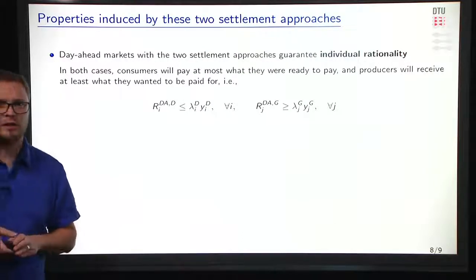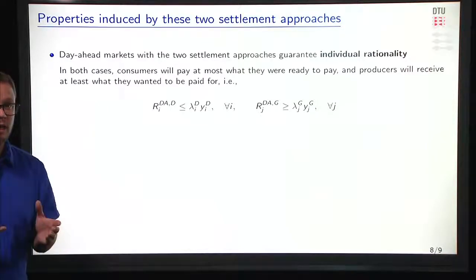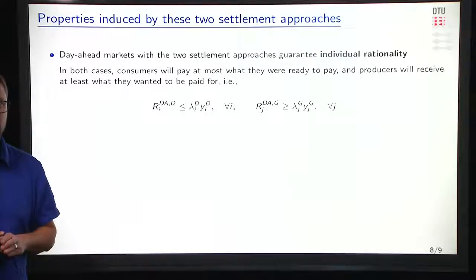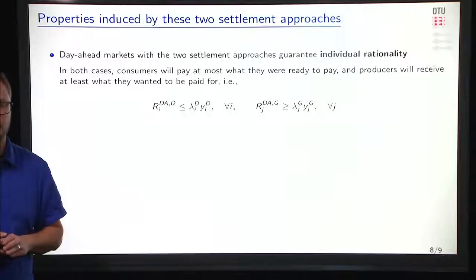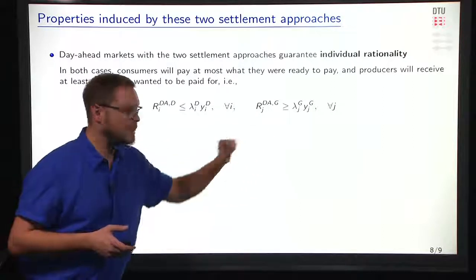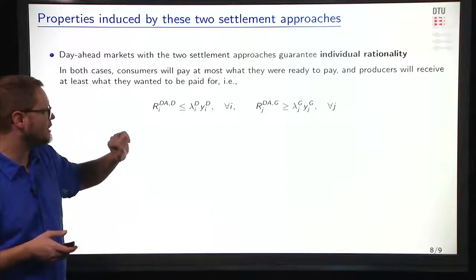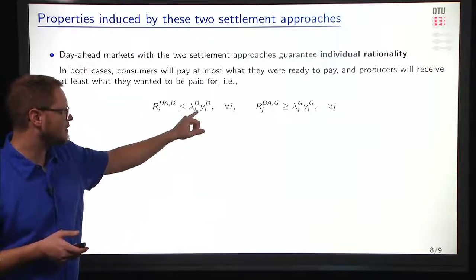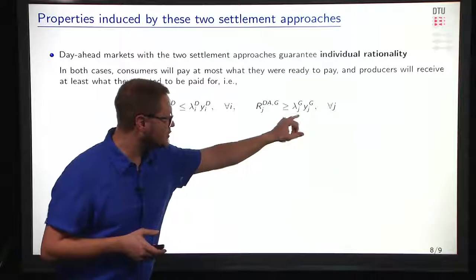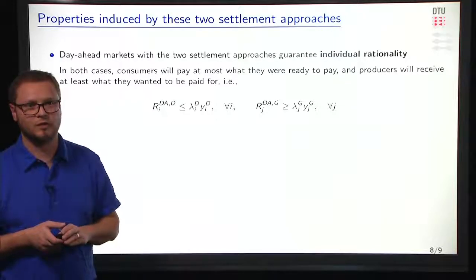Let's now discuss more generally what the properties are that are induced by these two settlement approaches. First of all, day-ahead markets with the two settlement approaches guarantee what we call individual rationality. This is since, in both cases, the consumers will pay at most what they were ready to pay, and producers will receive at least what they wanted to be paid, which you can write mathematically this way. So the payment for the consumer is going to be at maximum the payment that he was ready to make, and on the supply side, the revenue obtained is at least the revenue that the supplier wanted to get if scheduled.